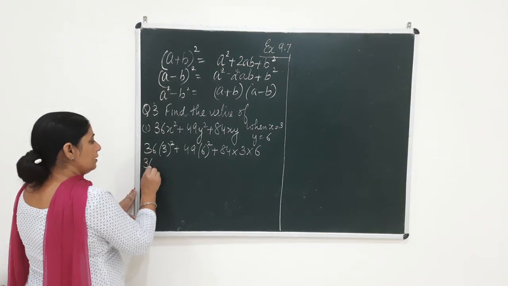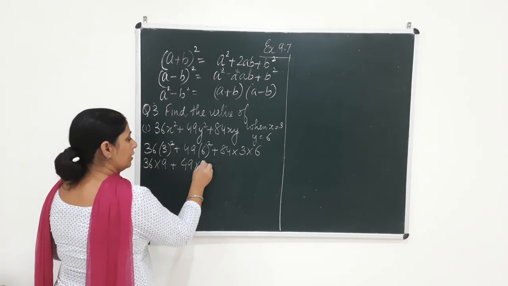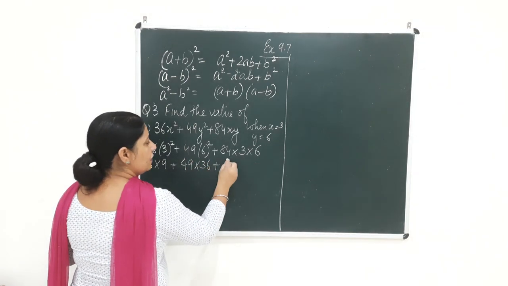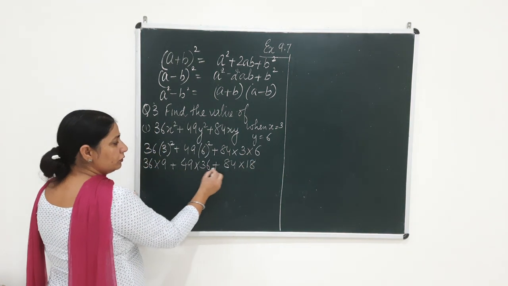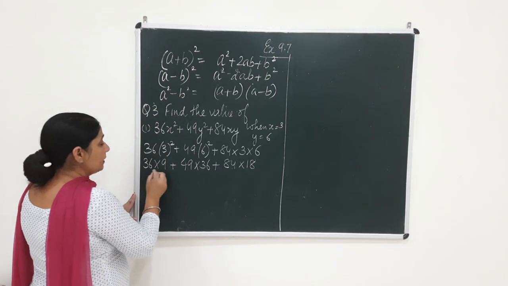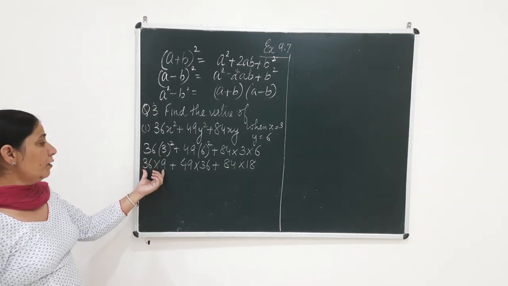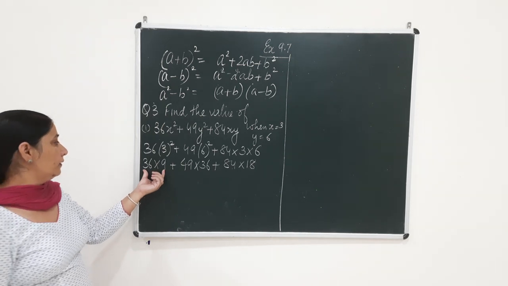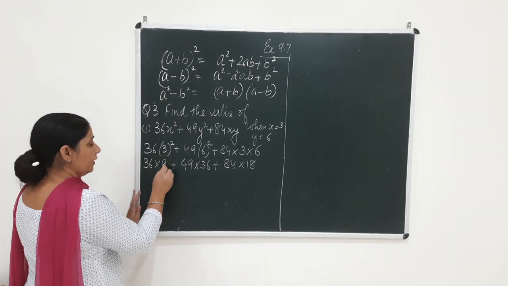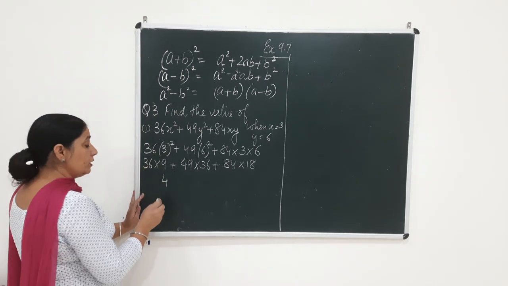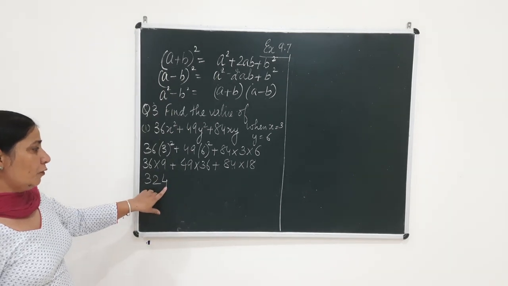3 squared is equal to 9, so 36 into 9. 6 squared is equal to 36, so 49 multiplied by 36, plus 84 multiplied by 18. So simply, beta, we will multiply all three of them, right? And multiplying all three of them, we will write the answers. Now, first of all, we will multiply 36 with 9. 36 multiplied by 9. 9 sixes are 54, 4 carry 5. 9 threes are 27. 27 plus 5 is equal to 32. So we will get 324.